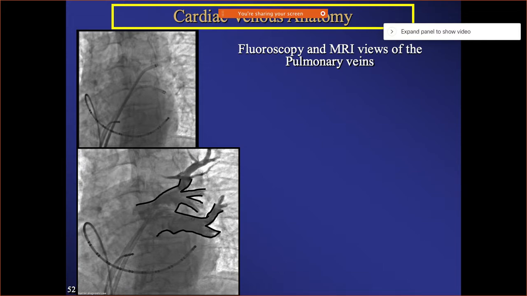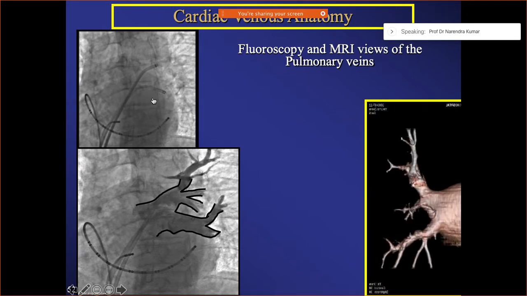So this is more of a pulmonary venous angiogram, and when it is being seen, we will be able to pinpoint the different branches and sub branches of the pulmonary vein as well. Let me see if this plays.